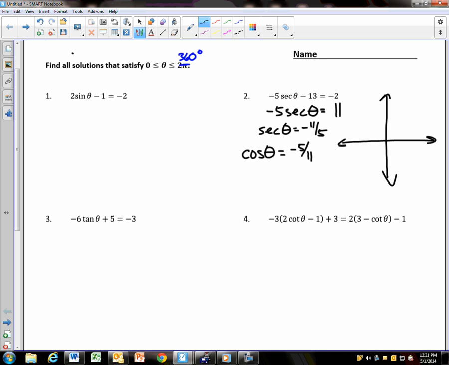Where is cosine negative? Second, third quadrants. Draw my two angles. What's my next step? Yes, Emily.